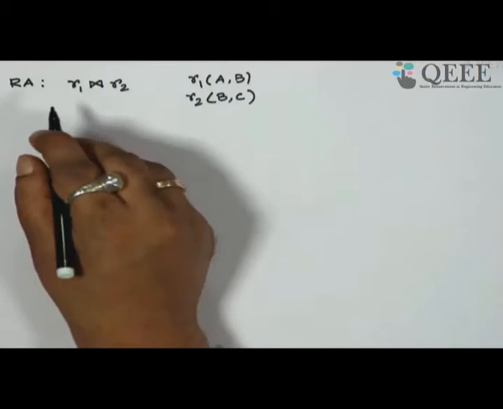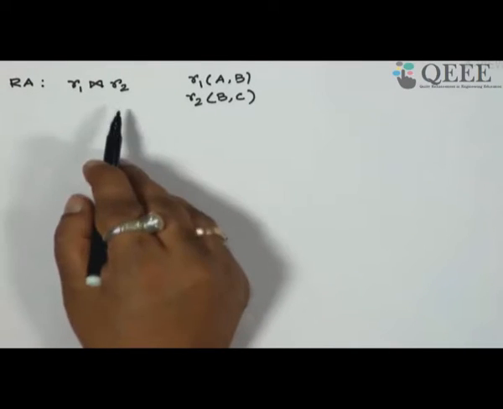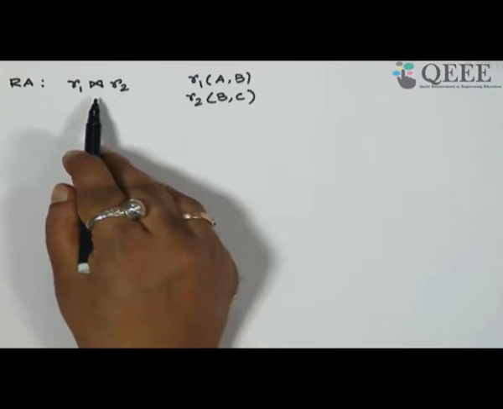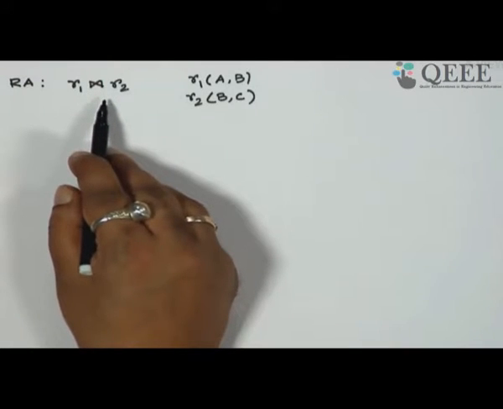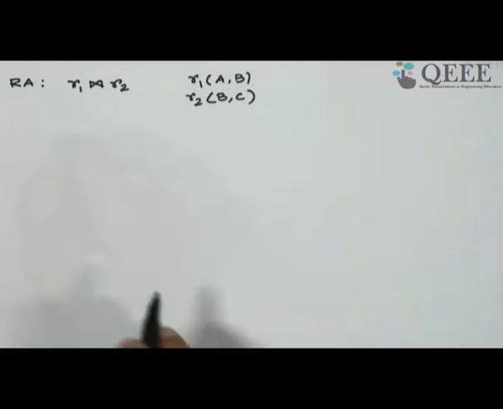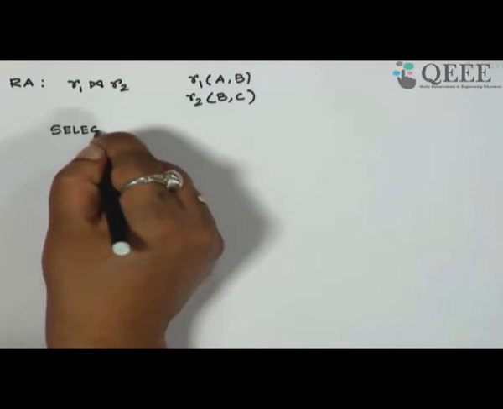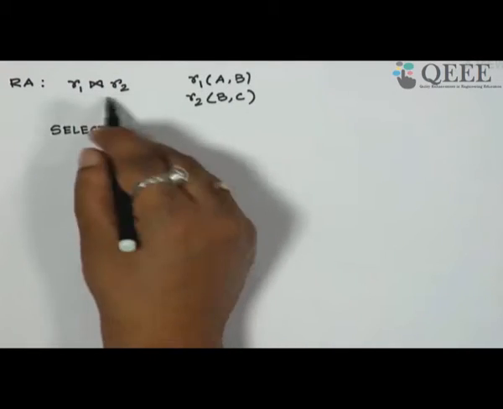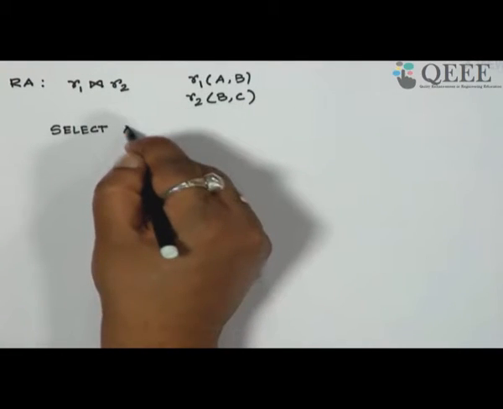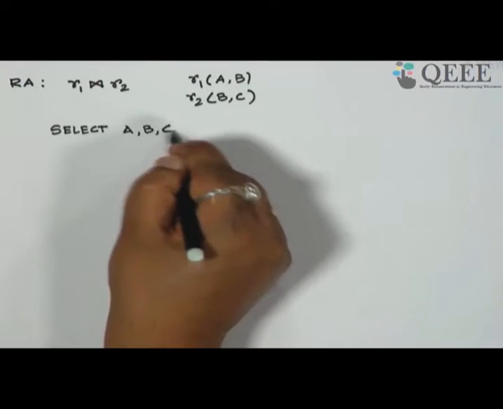I ask you, can you write down the SQL form of this relational algebra operator? Let me write it down, it will be like this. In the natural join there will be three things: A, B, C.